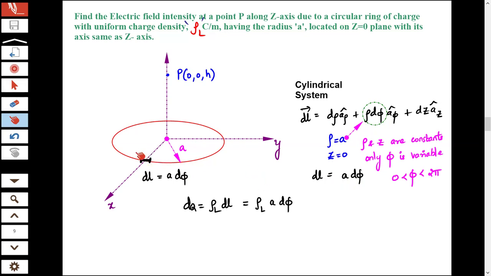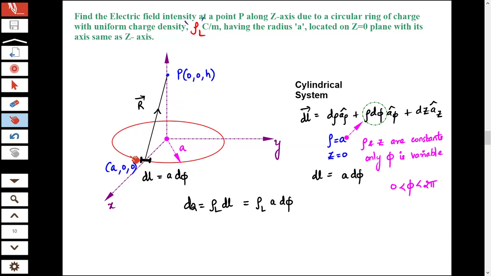From this, we can estimate the total charge contained in the small length element dl as dq, which is rho L times the length. Here, the length is A d phi. We have to find the displacement vector from this small differential length element carrying a charge of dq to the point P. We have to fix the coordinates of dl and the point P. dl is considered at angle of 0 and at a radius of A on z equal to 0 plane, giving the coordinates as A, 0, 0.